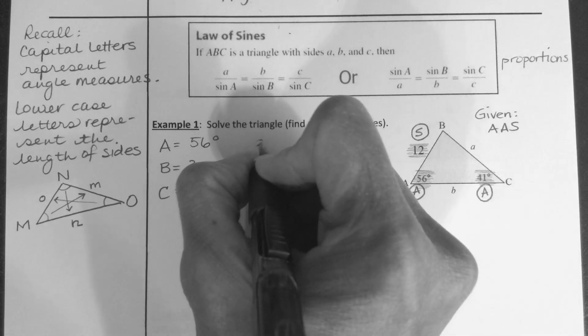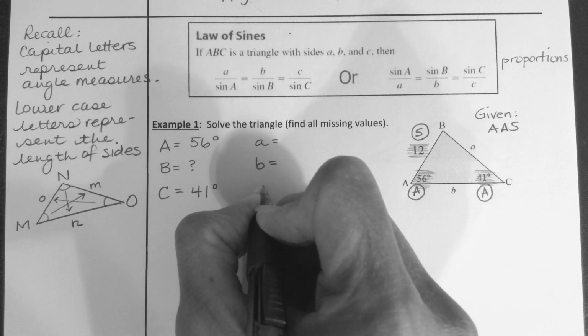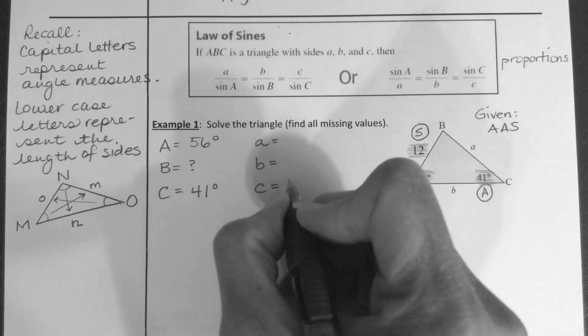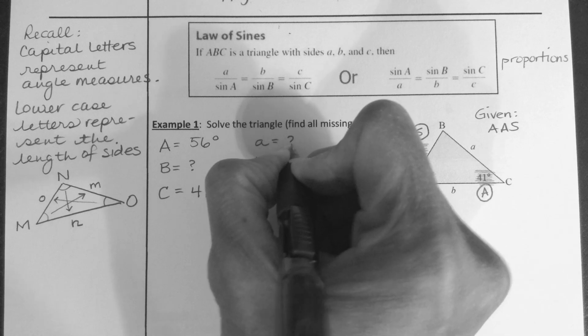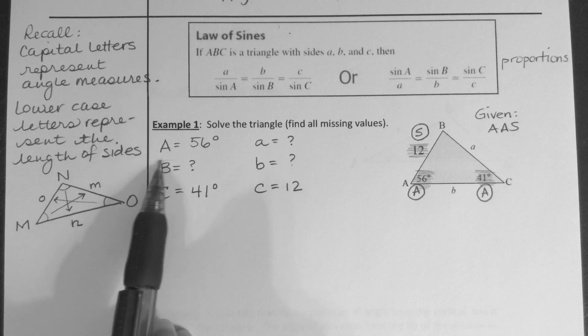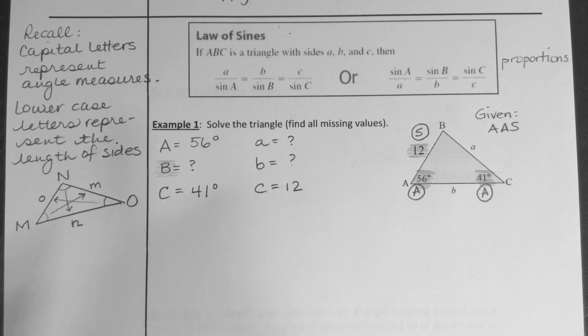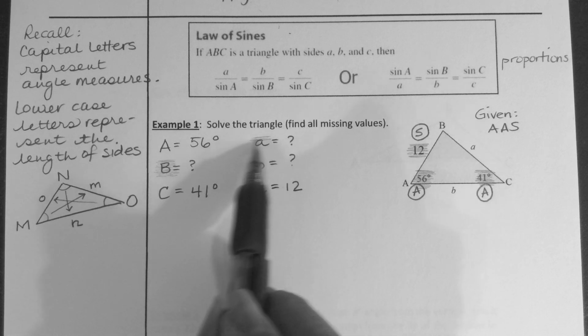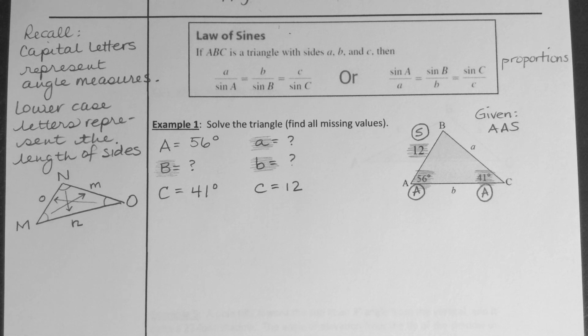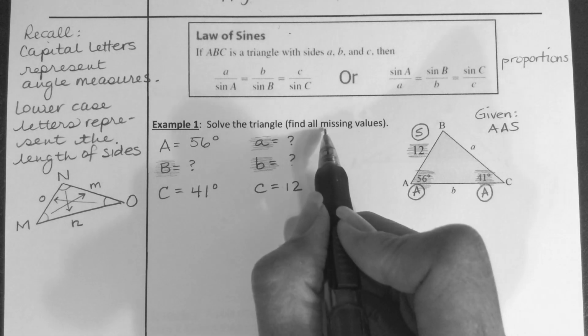And right next to it, I will create a column for lowercase letters. The 12 is across from angle C, so that's the side length c. A and B are not given. So what I need to find is, again, here's my fancy hand highlighting, I need to look for B, and I need to look for a and lowercase b. Notice I've been given 3 out of the 6 specific pieces as far as measurements go for a triangle, and I need to find the other 3 missing ones. Okay, so that's what we're going to do right here.